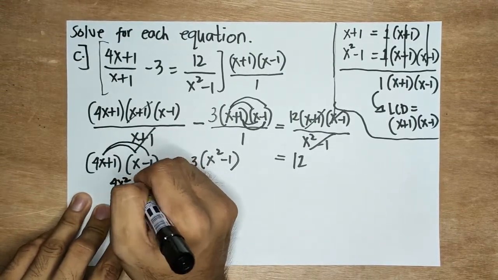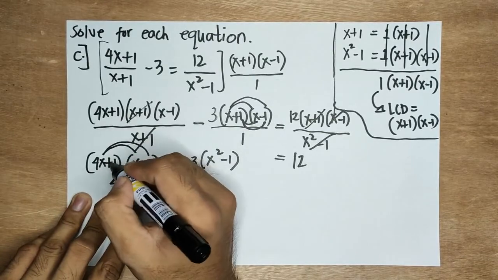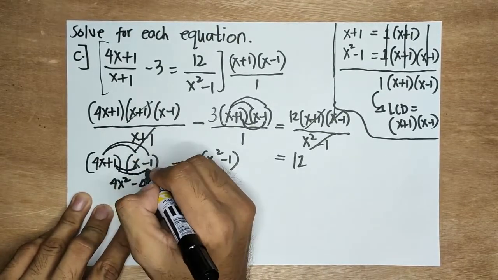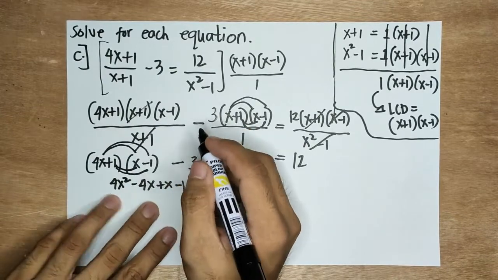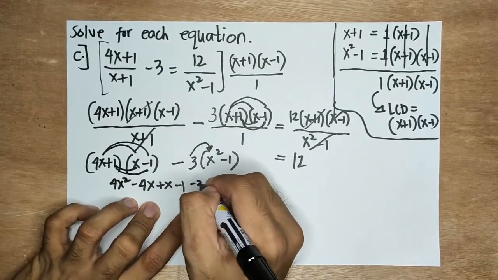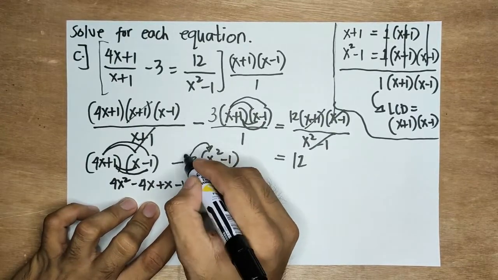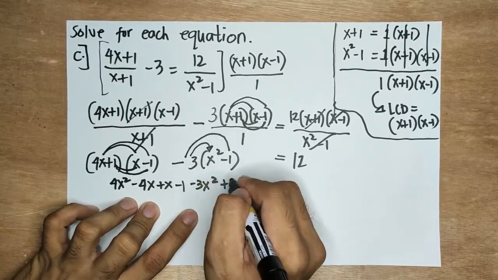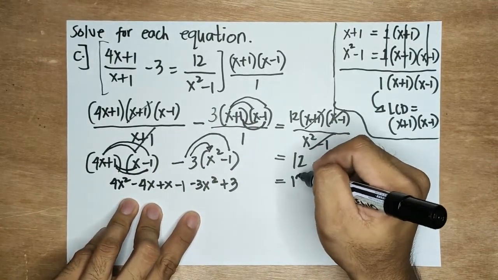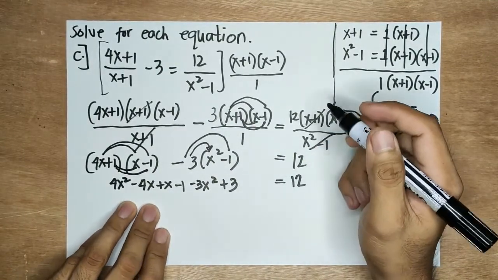4x times negative 1 is negative 4x. 1 times x is positive x. And 1 times negative 1 is negative 1. And then negative 3 times x squared is negative 3x squared. Negative 3 times negative 1 is positive 3. So be careful with the signs, kasi kapag may nakaligtaan ka lang na isang sign, mamamali na lahat.